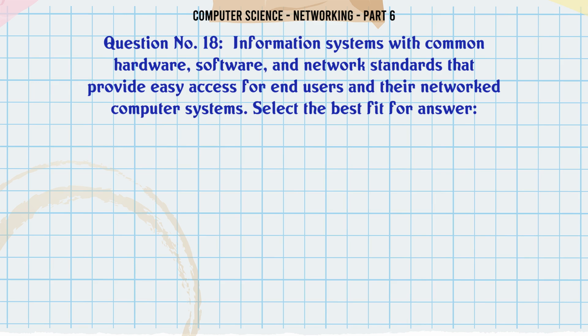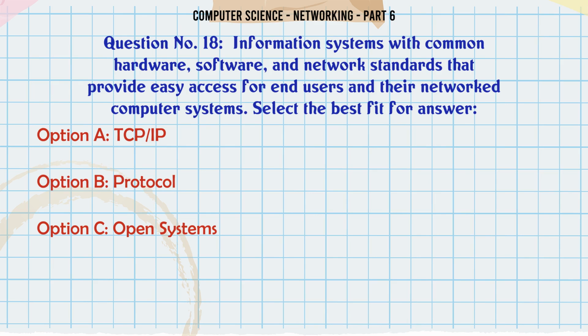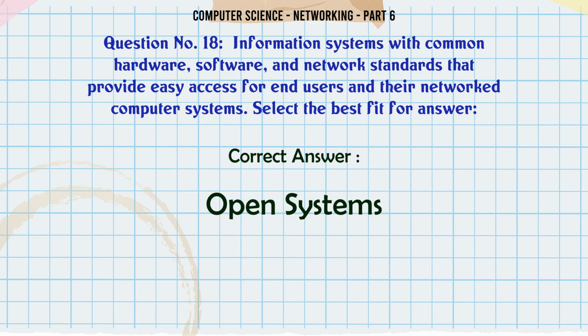Information systems with common hardware, software and network standards that provide easy access for end users and their networked computer systems. Select the best fit for answer. A. TCP/IP. B. Protocol. C. Open systems. D. Internetwork processor. The correct answer is open systems.